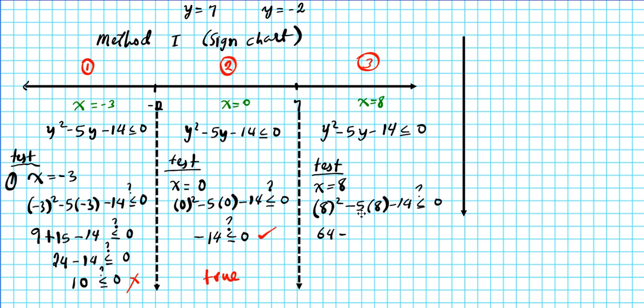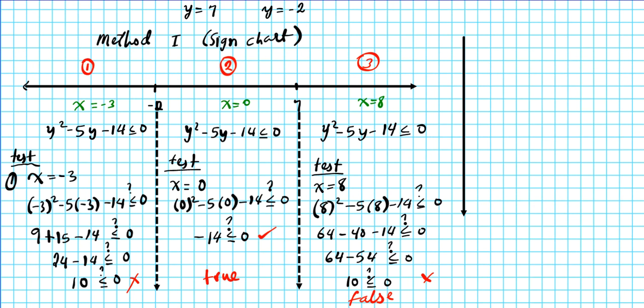64. 5 times 8 is 40. Is that less than or equal to 0? 64 minus 40 minus 14, that is 10. Is 10 less than or equal to 0? That's a no-no. That's a false statement.